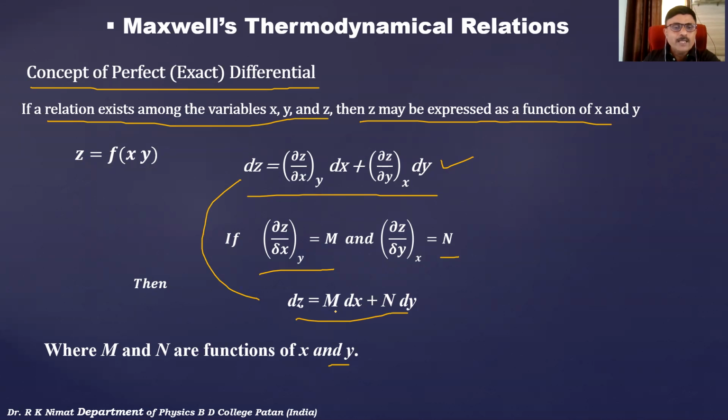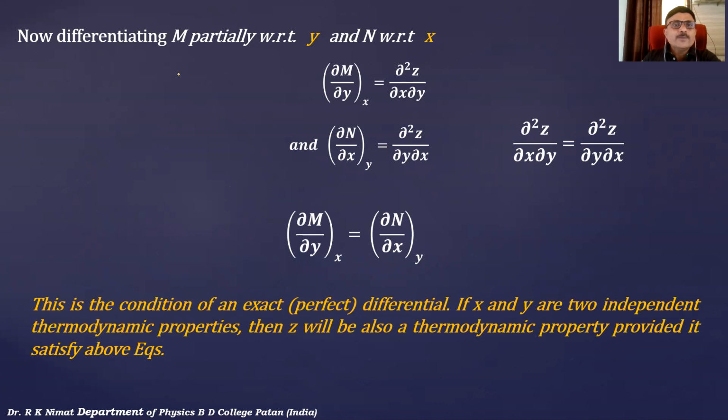Remember that here M and N are also thermodynamic functions, but in general we assume these are functions of variables x and y. So this is the mathematical equation. Now take the partial differentiation of M with respect to y, and the partial differentiation of N with respect to x. After taking these, we get ∂M/∂y at constant x.